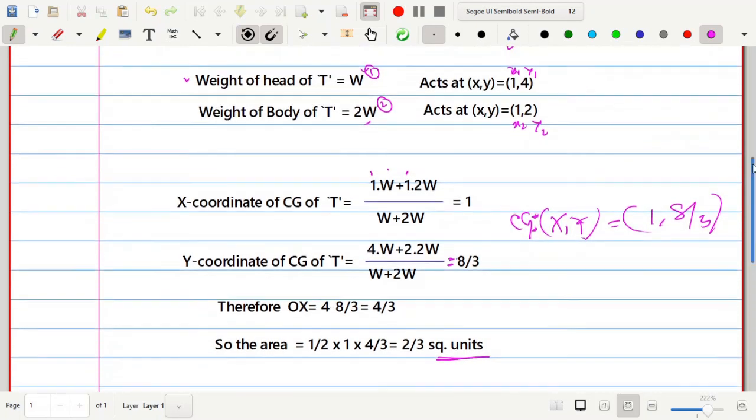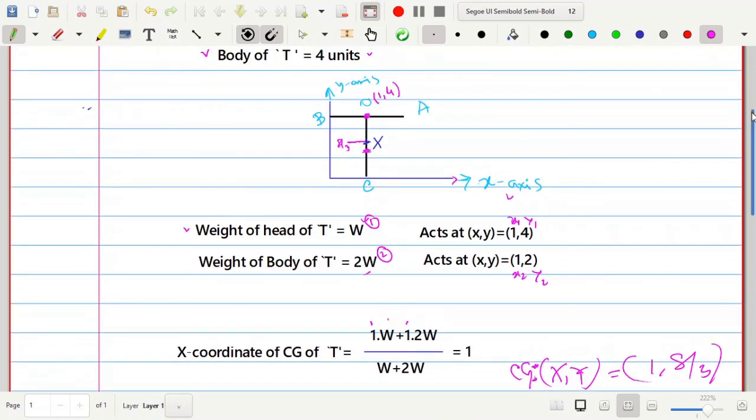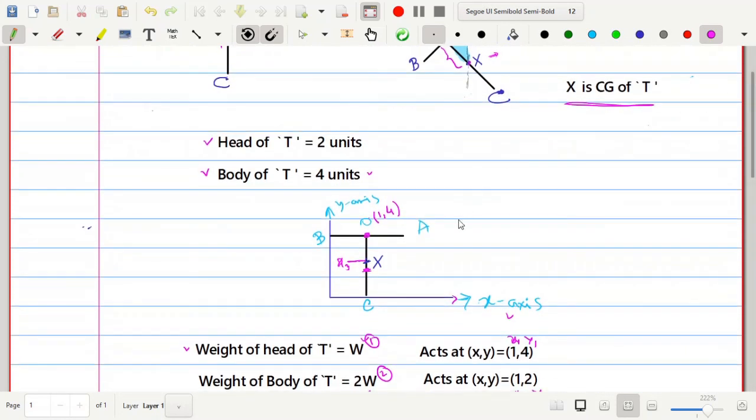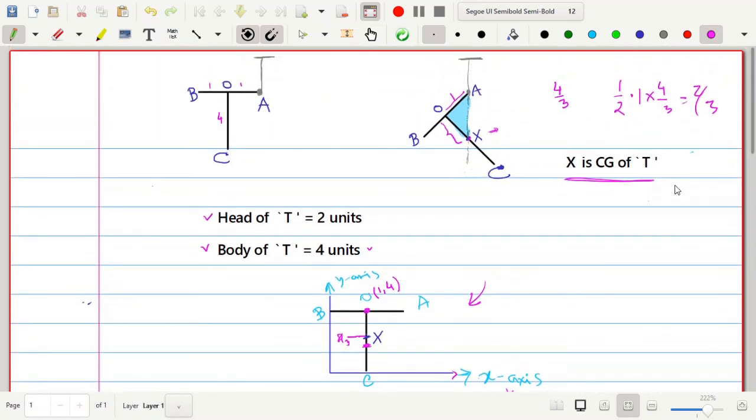The actual problem here was to just find the center of gravity of T. I have found the CG in this way. You can apply your own method to find the CG and check whether the answer becomes exactly the same. And this is all in this video.